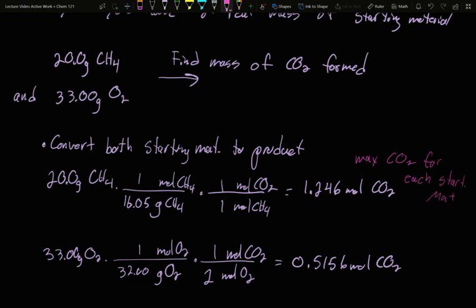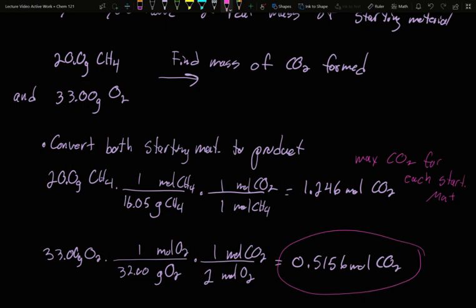Well, you can only make as much product as the thing that runs out first, which means whichever you make the least product with is the thing that ran out first. And what we find is that's dioxygen. I can only make a little over half a mole of carbon dioxide from my dioxygen. I could make more than a mole from my methane. So my oxygen will run out at the point it has made 0.515 moles of CO2. The remaining methane has nothing to react with and never got used up.